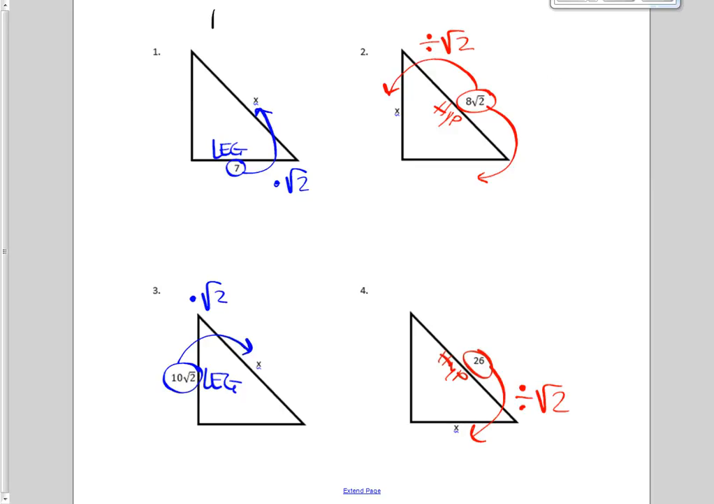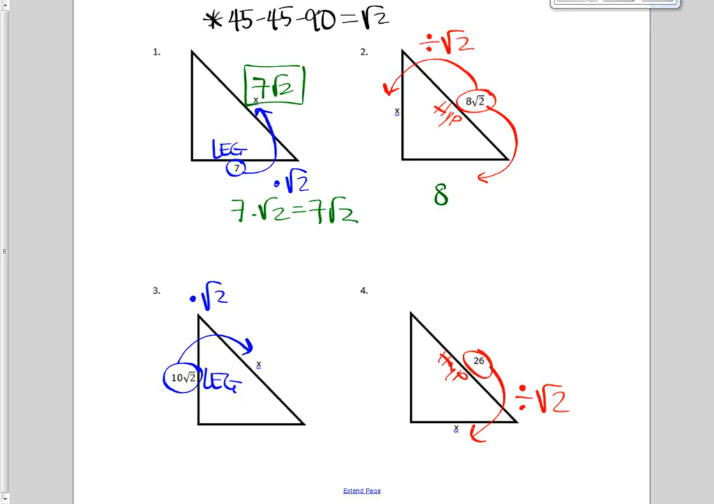So you want to have in your mind this thought that whenever it's 45, 45, 90, you're using radical 2 only. Not a regular 2, a radical 2. The square root there has a meaning, so don't start dividing stuff by 2 or multiplying stuff by 2. It's radical 2. So if I multiply 7 times radical 2, that's super easy. It's just 7 radical 2. You don't actually do anything. If I take 8 radical 2 and I divide it by radical 2, it just becomes 8. Again, those are the 2 kind of easy cases.